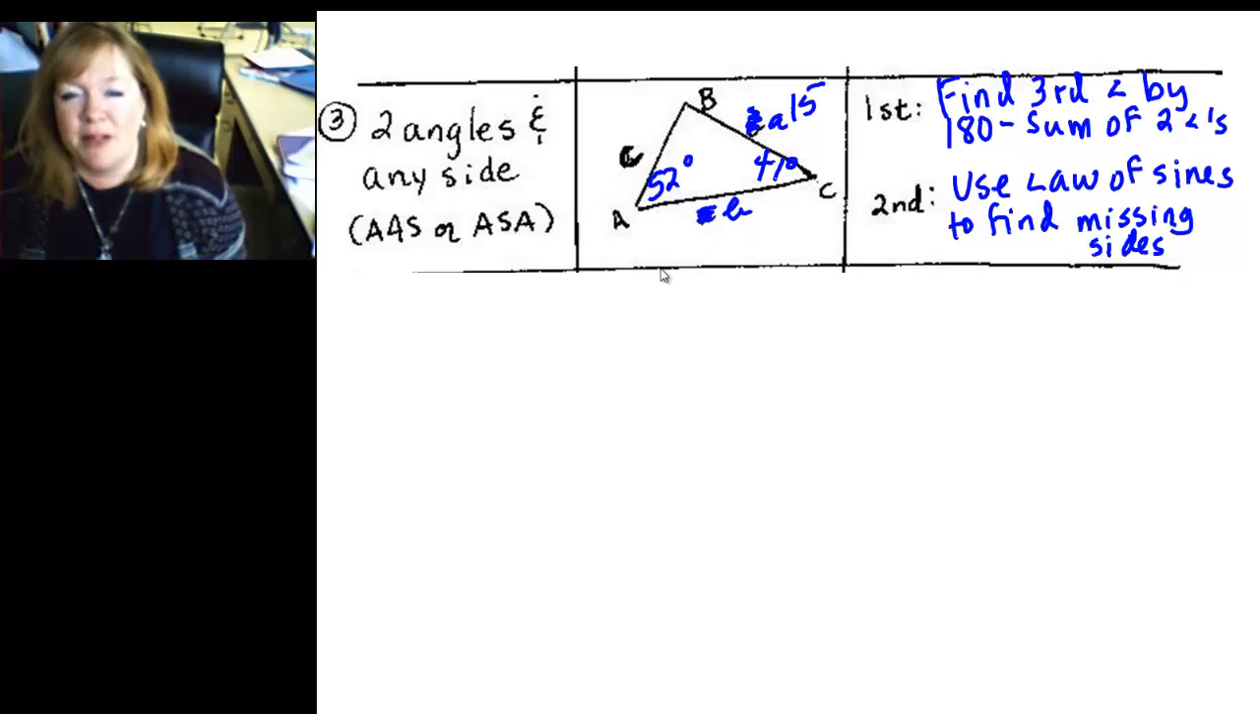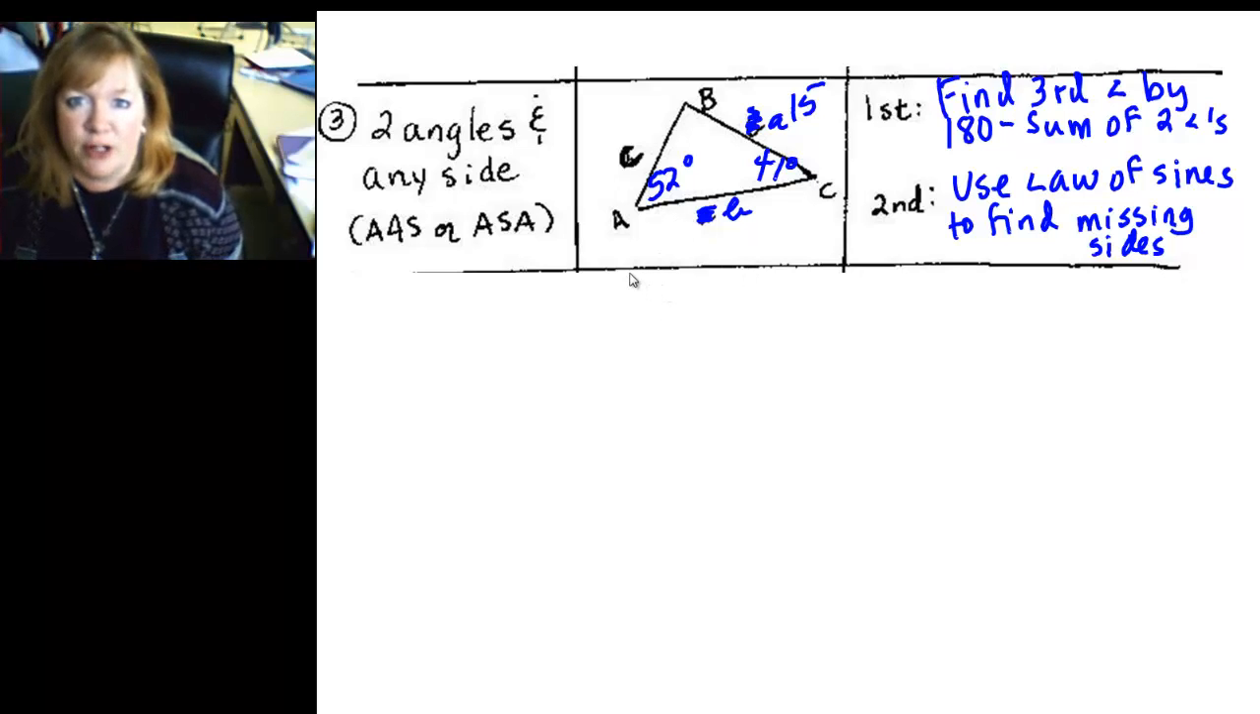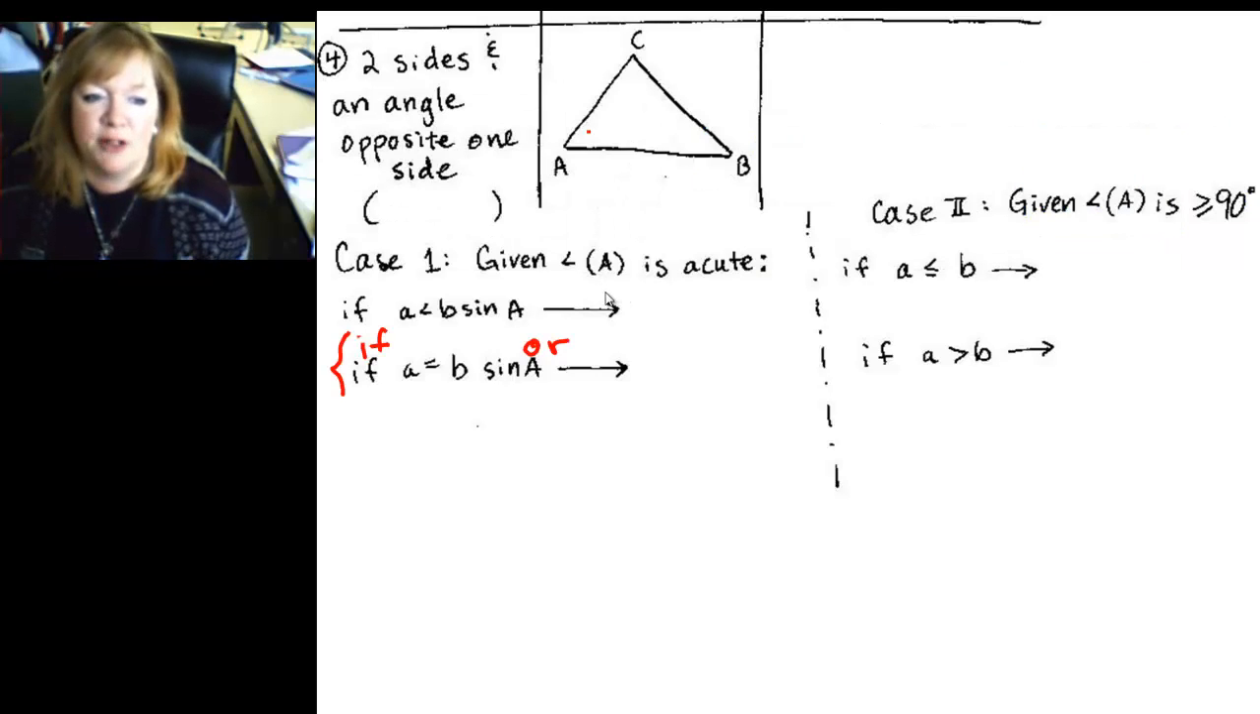Now what happens if it doesn't fall into any of those categories? You may remember from your geometry, you might get two sides and an angle opposite one side. Angle side side, as some would call it.